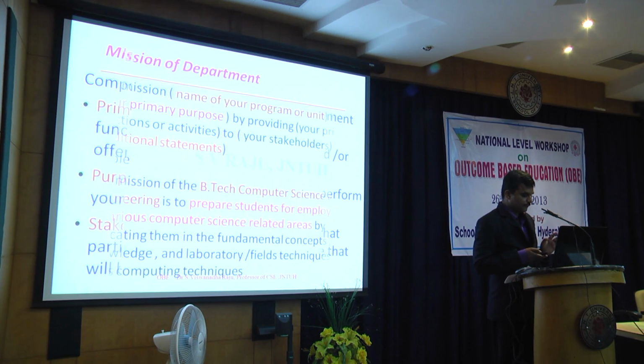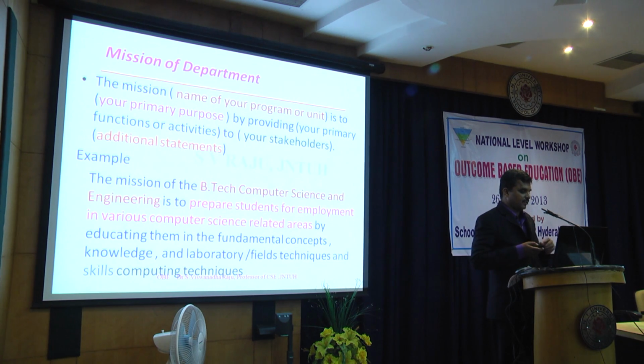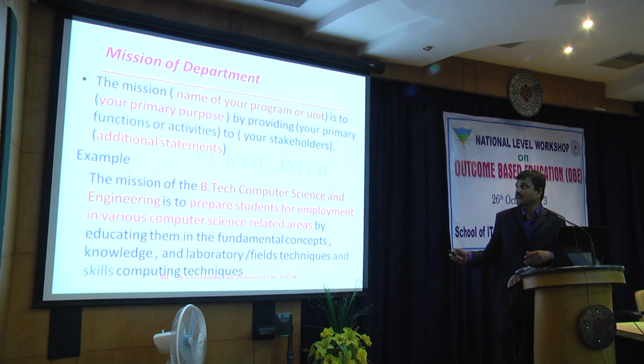Next, you see the mission. I have given some templates. You can take them as given, or you can add some more things. Next, the program name has to be reflected here in the mission: B.TECH CSC program or B.TECH EEE program or any other program you take. And then your primary purpose. What is the purpose of that program? The primary purpose has to be reflected in the mission.